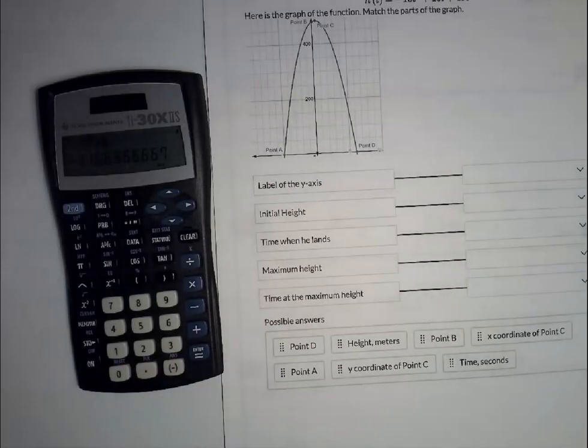Number 25. I'll give you a second to read that.